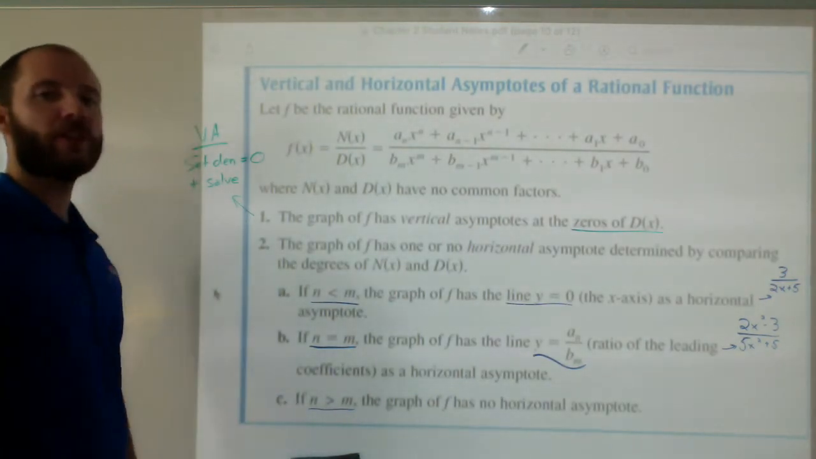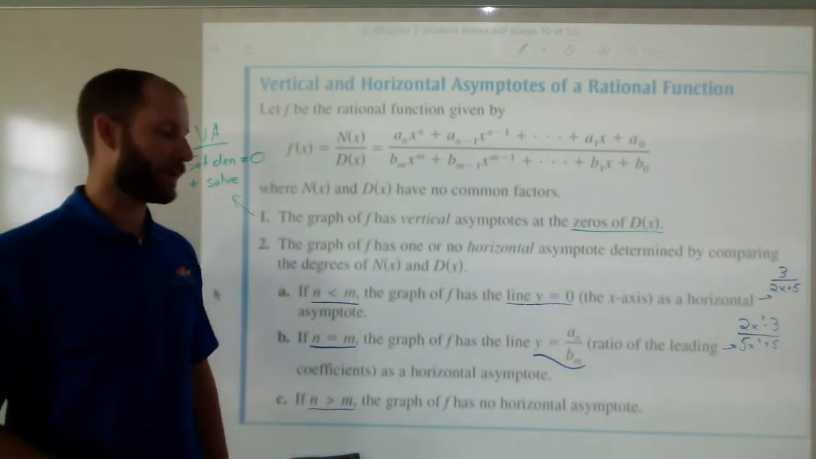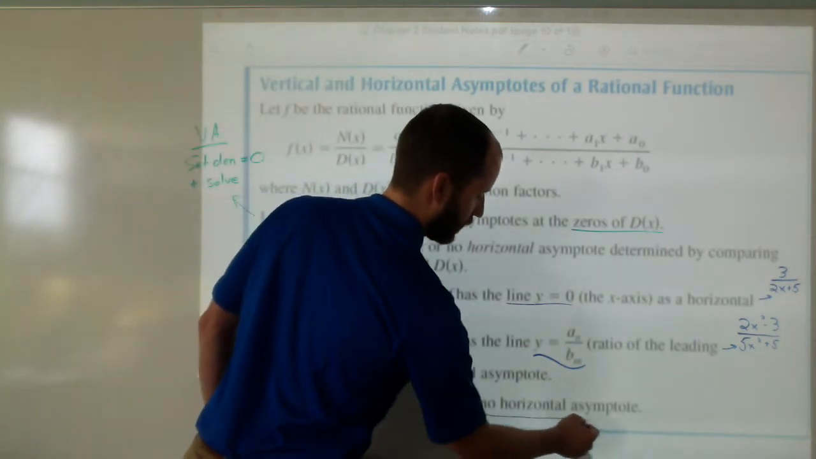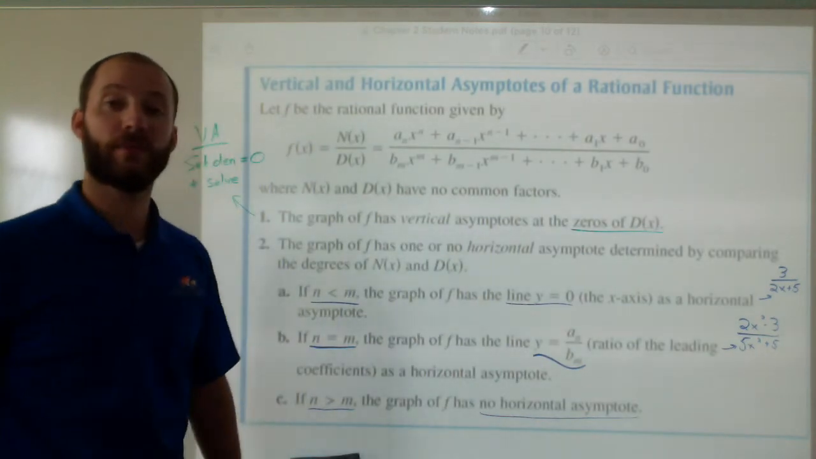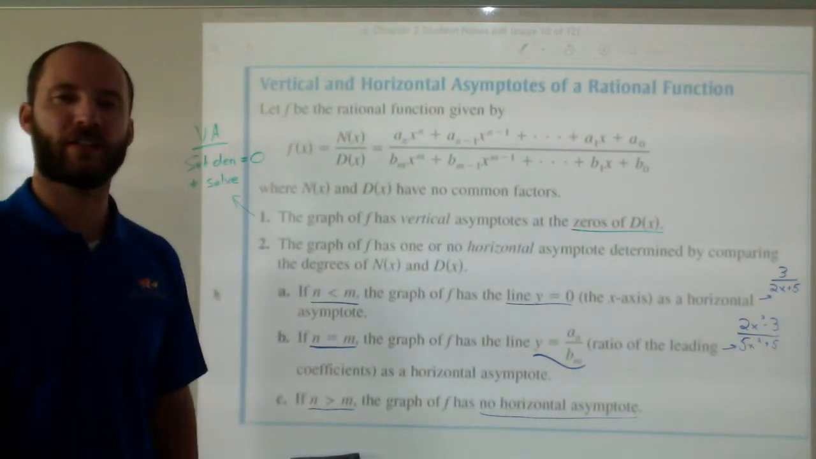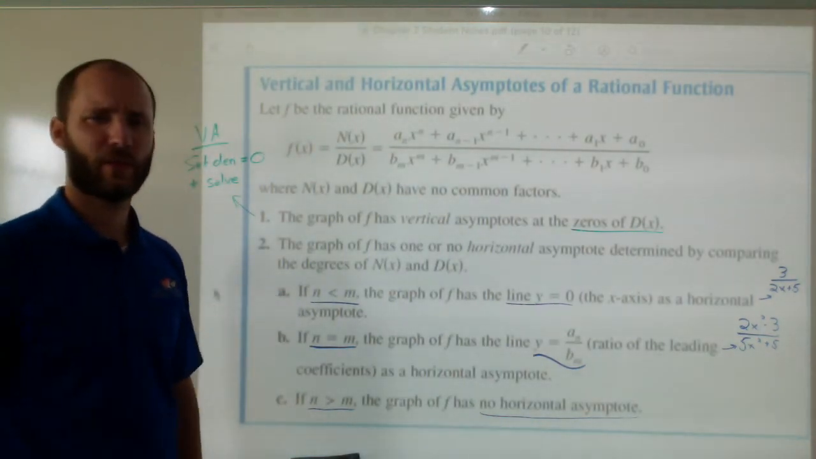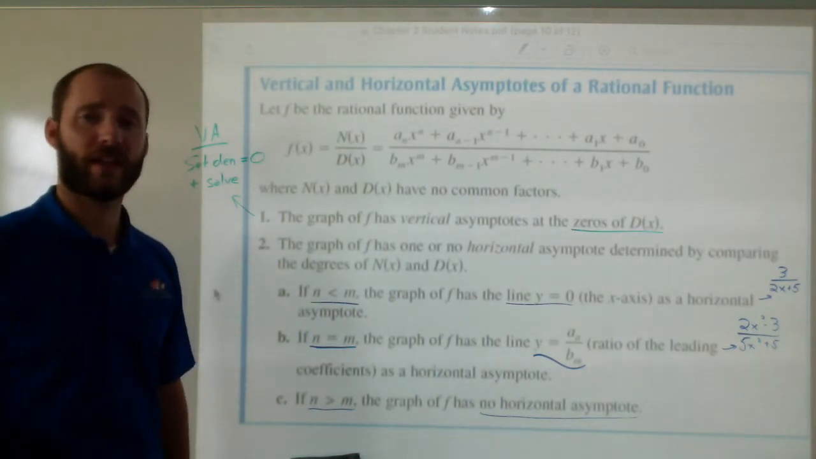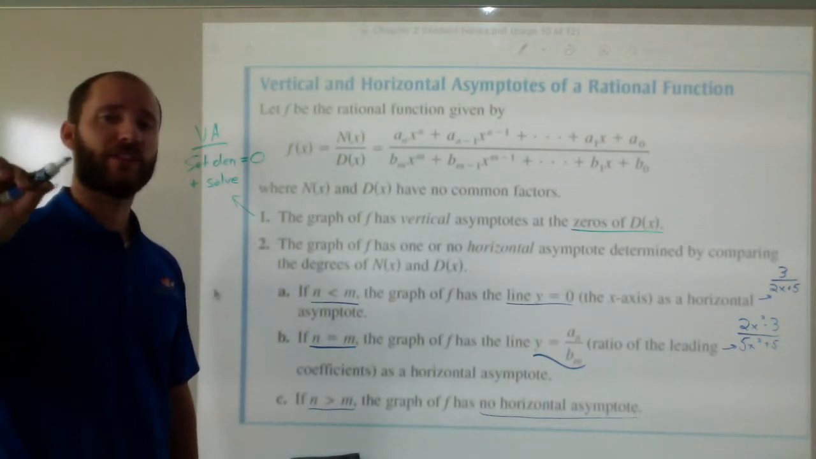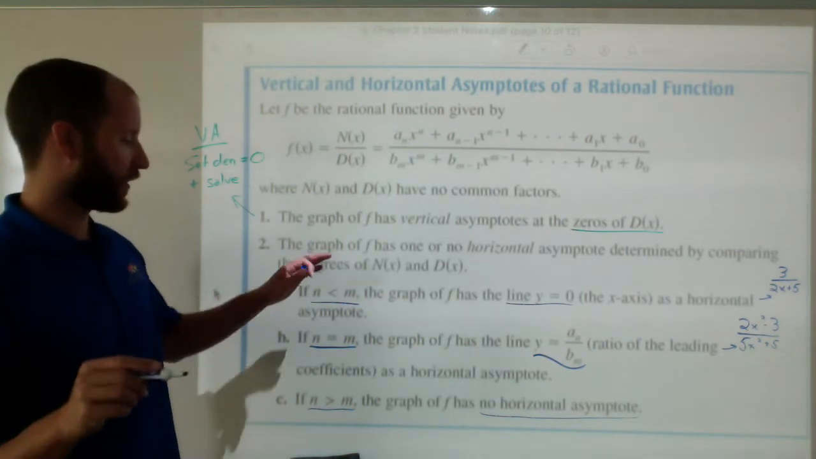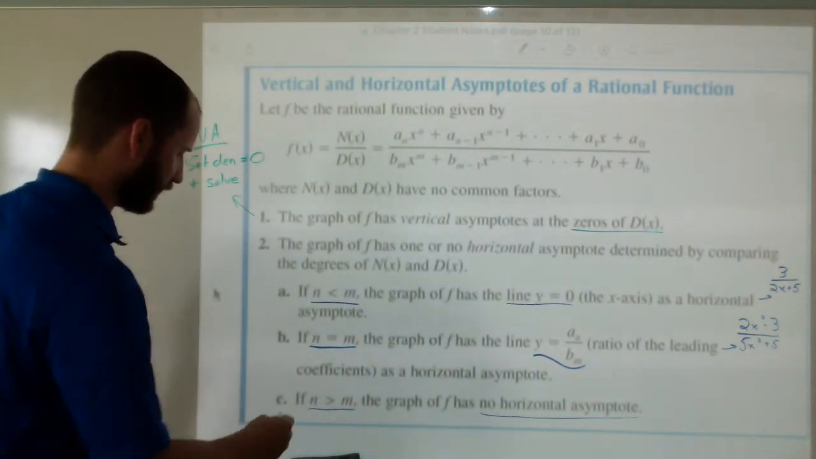And then if the degree of the numerator is greater than the degree of the denominator, there is no horizontal asymptote. So like an x to the 5th over an x to the 4th, or an x to the 3rd, or an x squared. There is no horizontal asymptote. There's a special exception to this, though. So there were 3 cases, but now there's like 3.5.